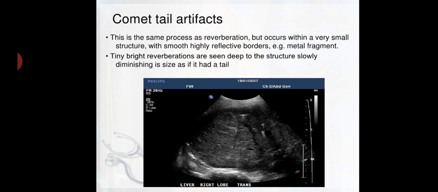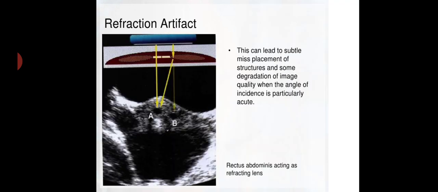Next is the comet tail artifact. This is the same process as reverberation but occurs within a very small structure with smooth, highly reflective borders, for example, a metal fragment. Tiny bright reverberations are seen deep to the structure, slowly diminishing in size as if it had a tail. Next are the diffraction artifacts.